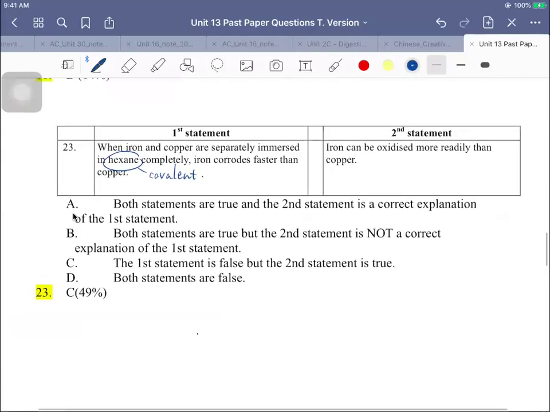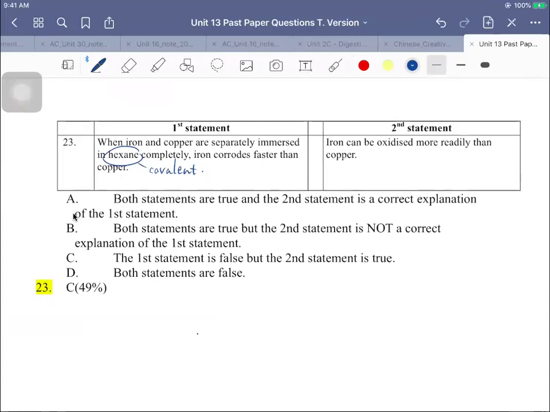Before I move to short questions, are we fine with all the MC Type A? If you are all right with the previous questions.